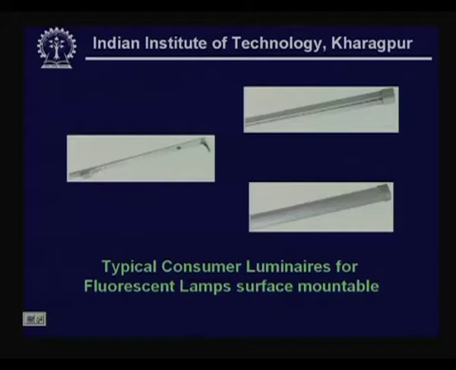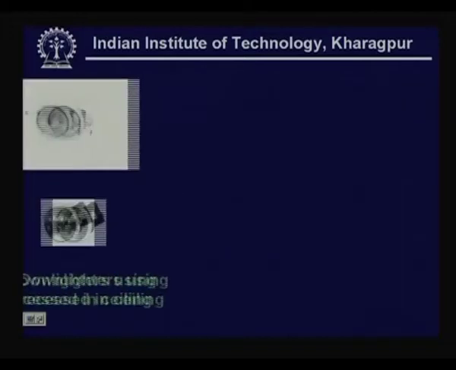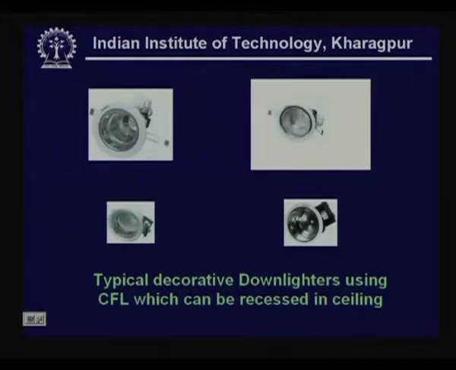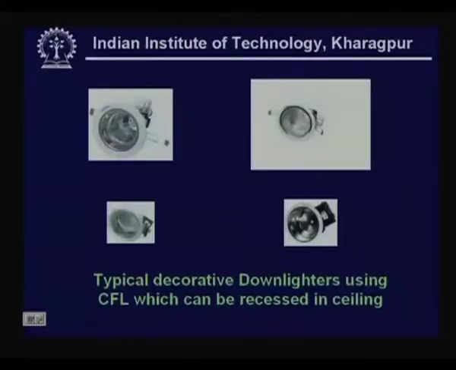On the right hand side you can see the accessories are enclosed, but the lamp is naked, whereas in the third one you have a diffusing cover placed. These are some decorative downlighters using compact fluorescent lamps. We call it a downlighter because you have a narrow beam and direct it directly on the task surface, as we talked about in the case of a high bay industrial application.